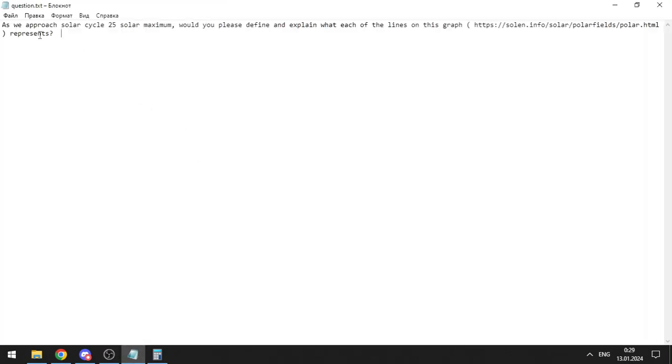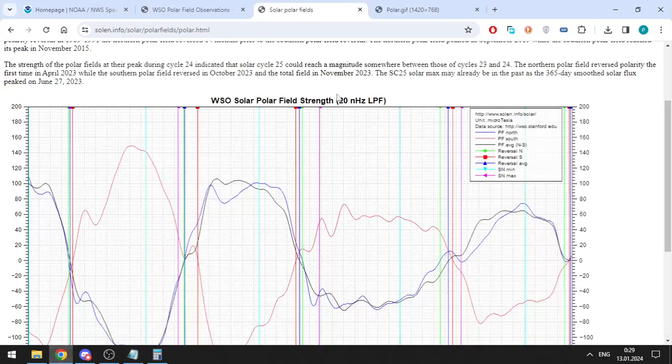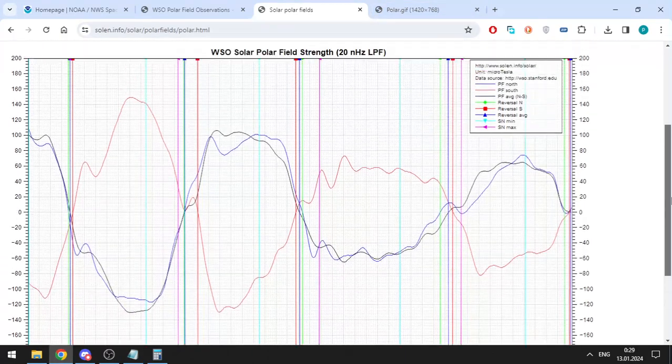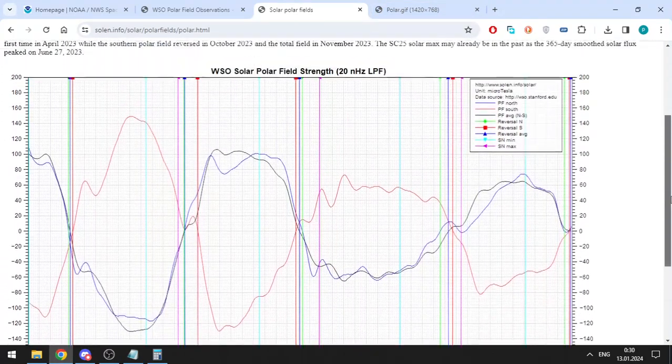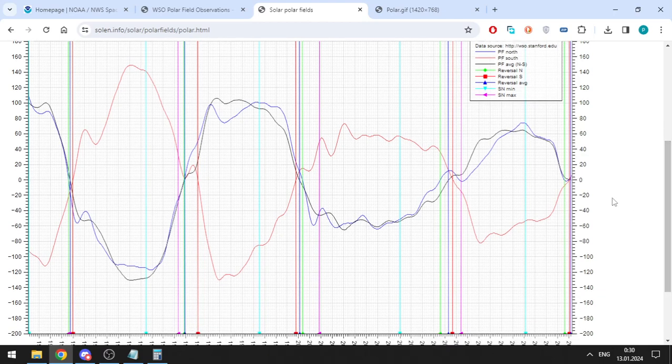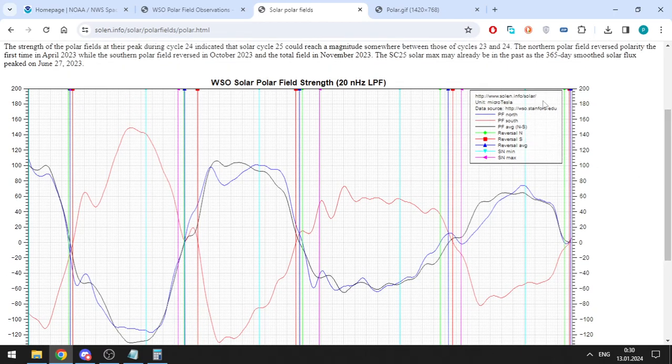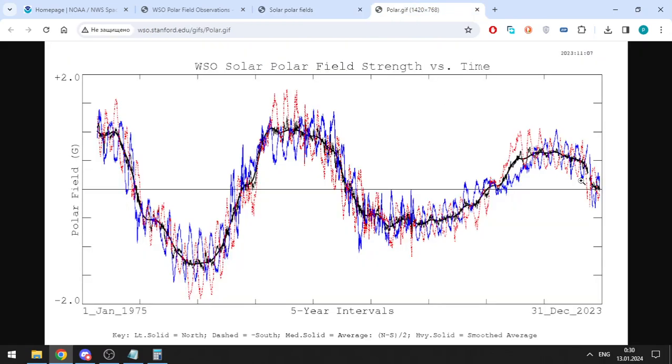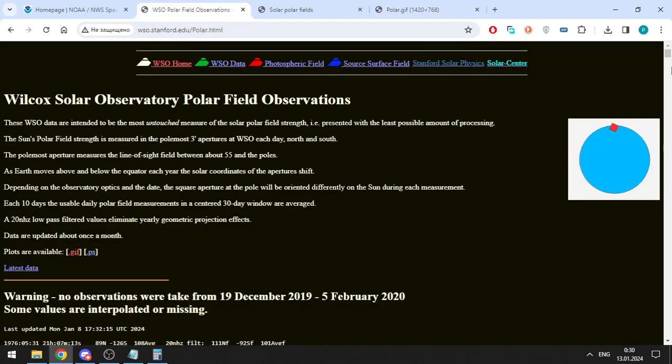All right, today's question is, would you please define and explain what each of the lines of this graph represents? We're talking about this graph, even though it's already a smooth one, so I guess it would be more helpful to examine the source, this one, all right? So, what we see here is the solar polar fields. And what are these exactly? Well, let's go to the website, see what they say.